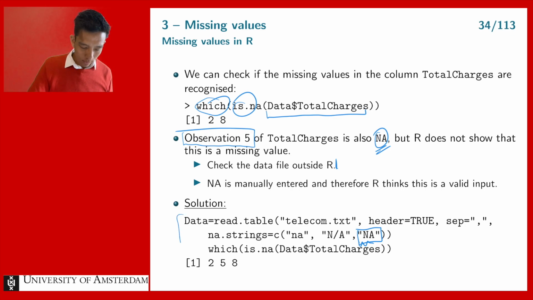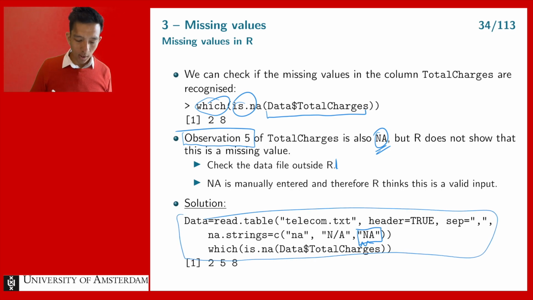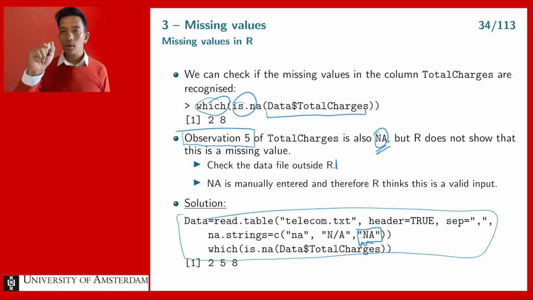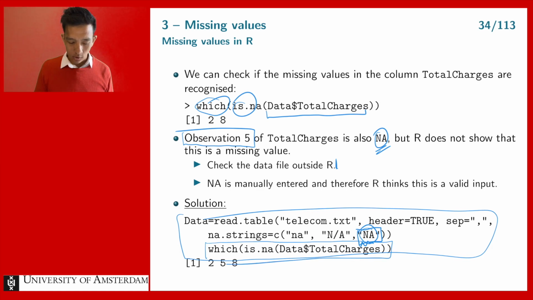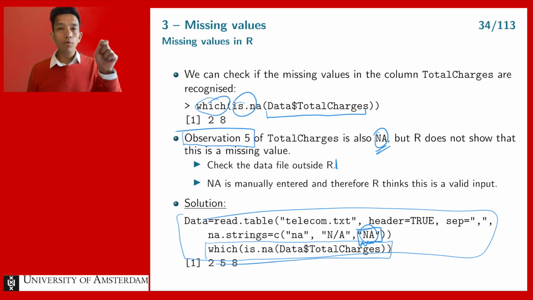And if you then do this, so you read the data, you tell R that NA typed in is also a missing value, so you add this third element to your NA string. In that case, if you locate the missing values, 2, 5, and 8 are the missing values. 2 and 8 we already had, but now also 5 is labeled as a missing value.